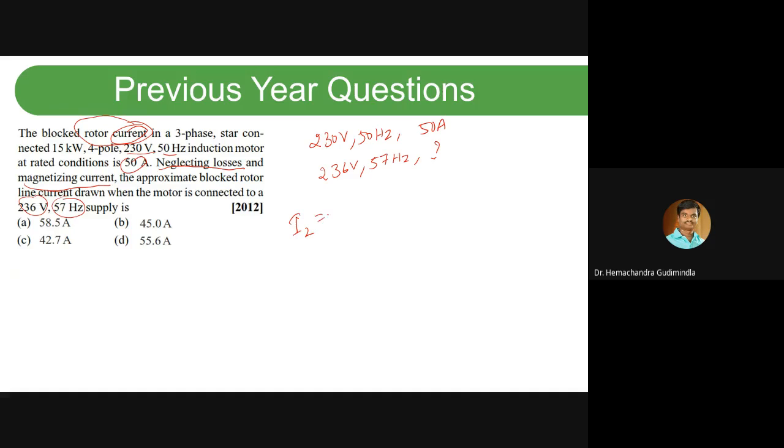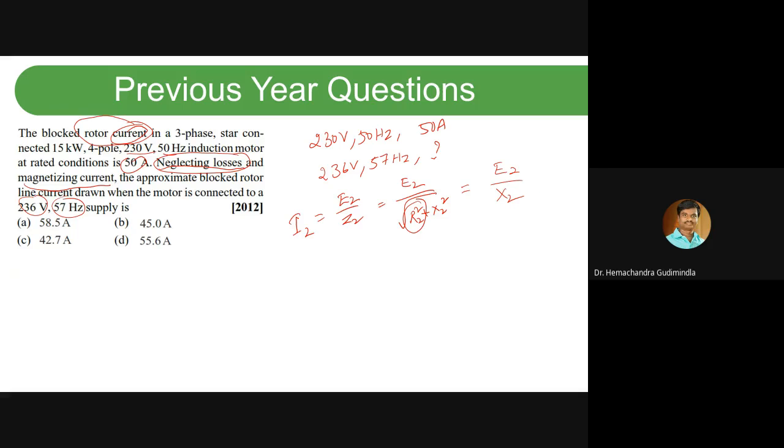I2 is equal to E2 by Z2. Z2 is nothing but the square root of R2 squared plus X2 squared. Now here we are neglecting the losses. Neglecting the losses means we can ignore the resistance. In that case, what we will get is E2 by X2.